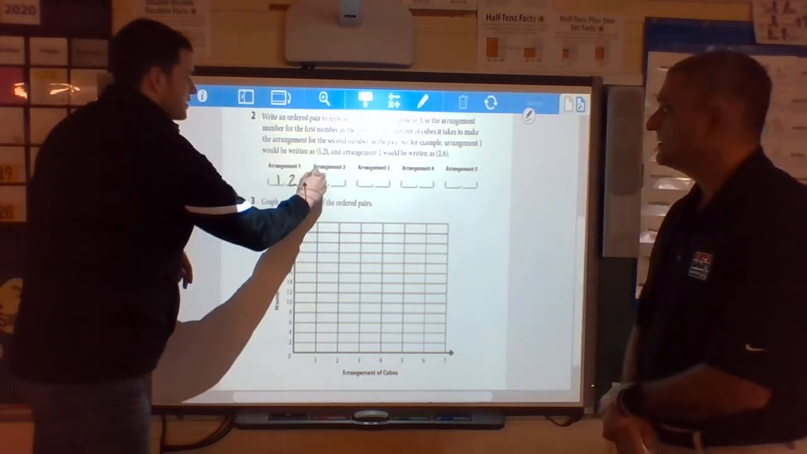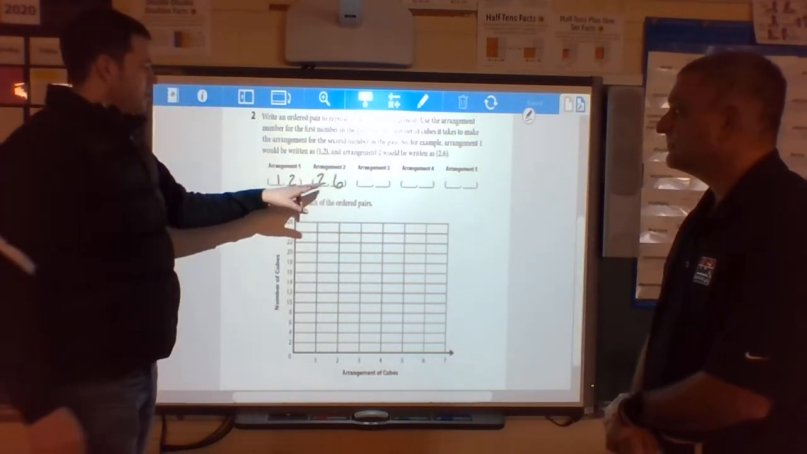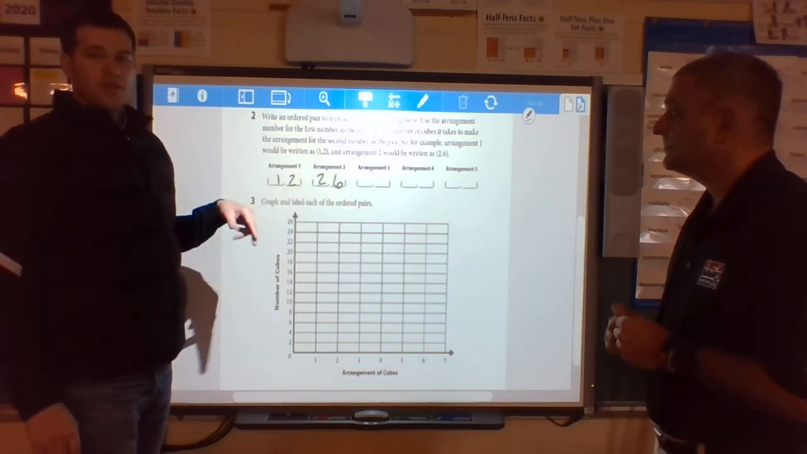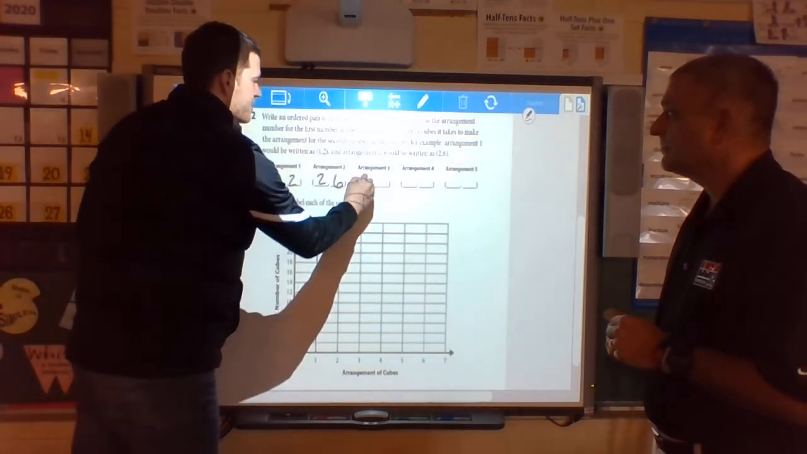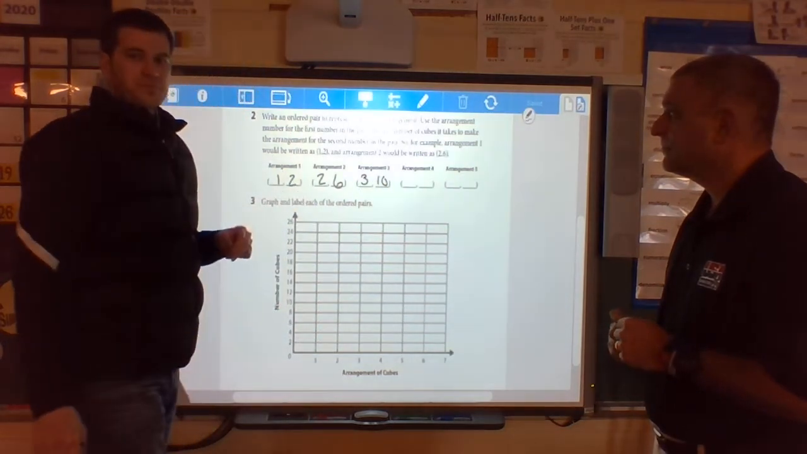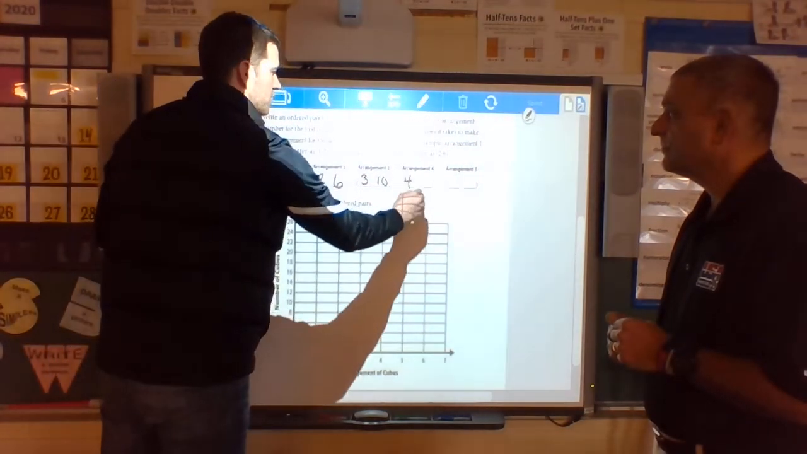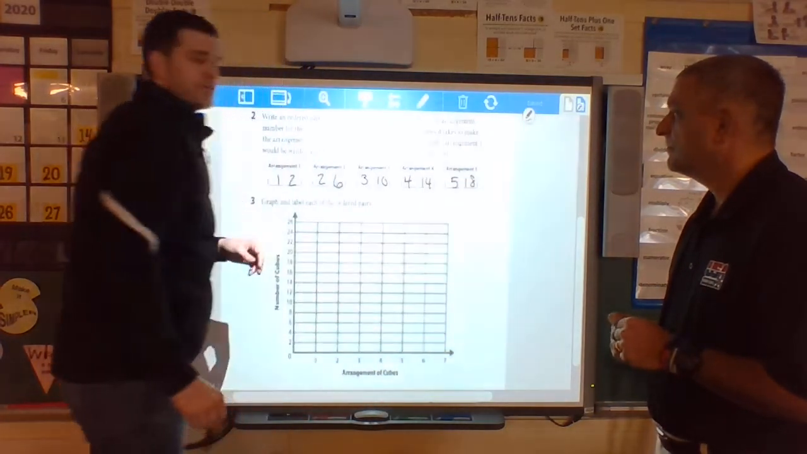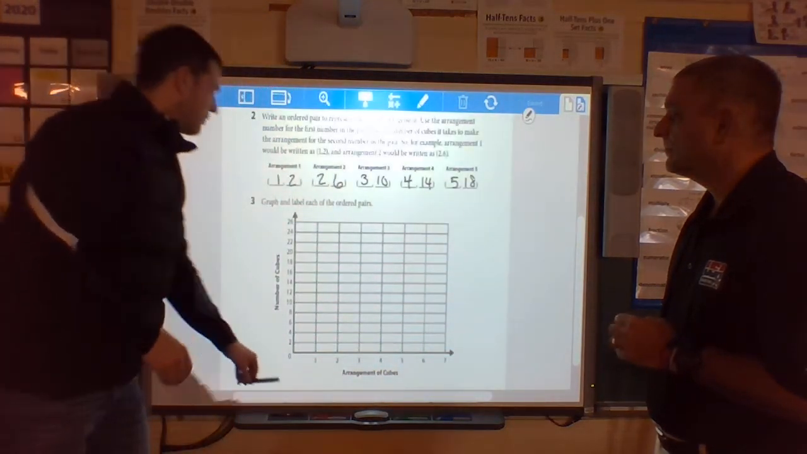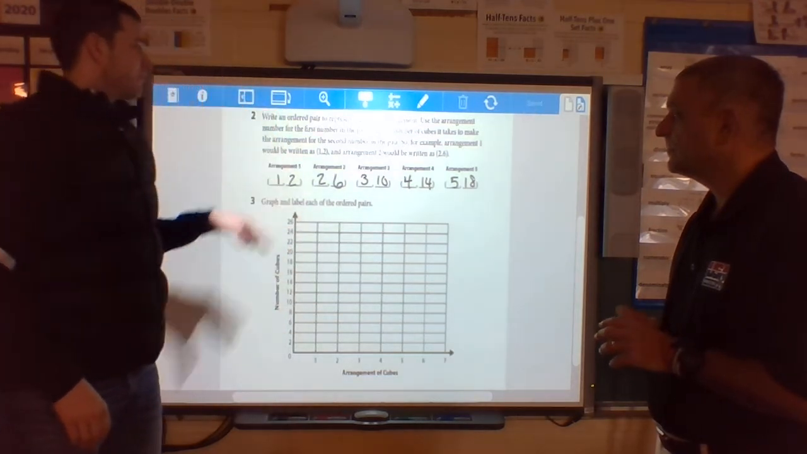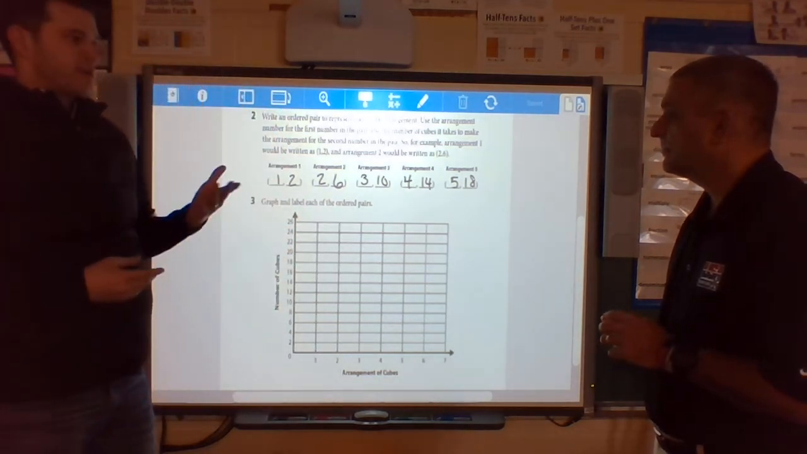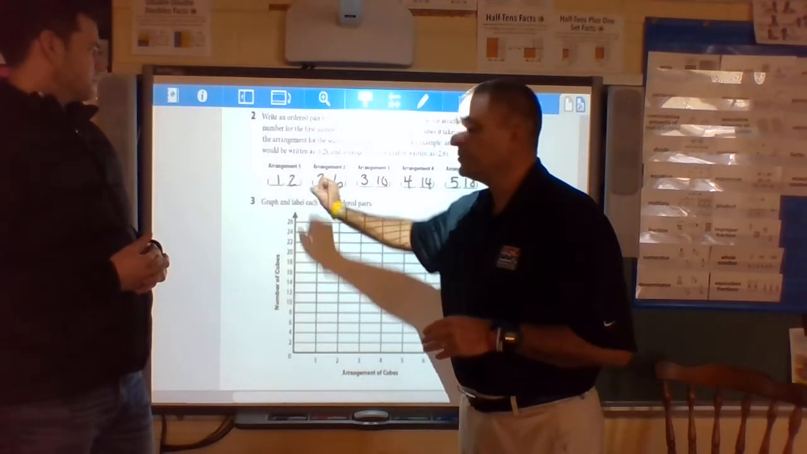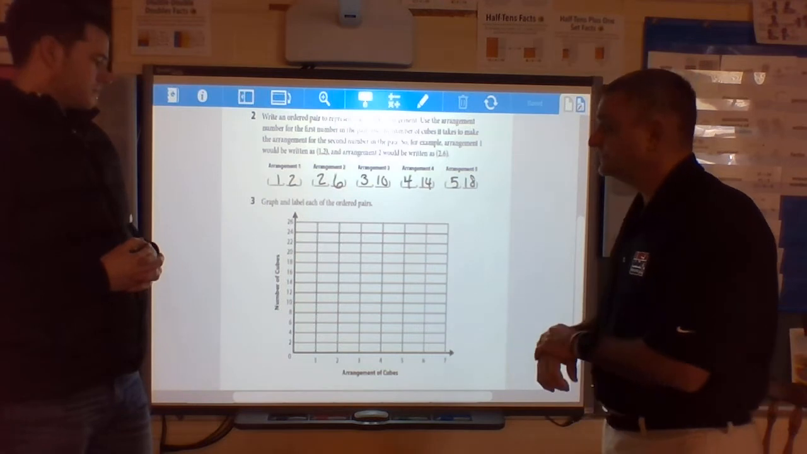Arrangement 2 uses 6 cubes. So arrangement number, number of cubes, x, y. That's our coordinate points. Arrangement number 3 was 10 cubes. Arrangement 4 was 14. And 5 was 18. So make sure you fill those coordinate points in for each of the arrangements. Is there anything to add about those coordinate points? Just got to make sure that you know the arrangements first, and then total number of cubes is second.